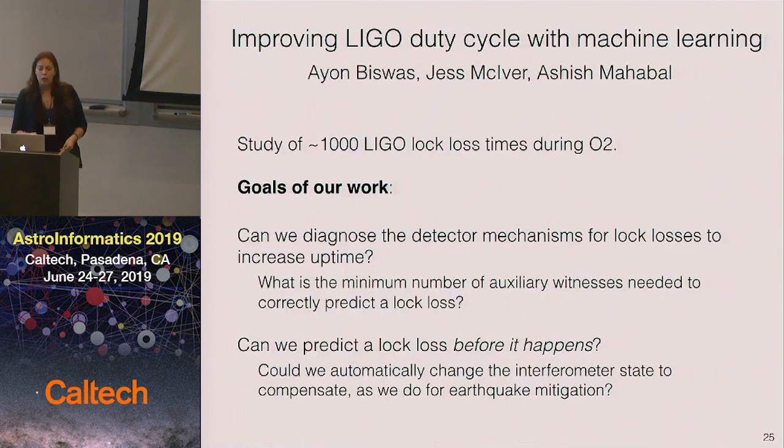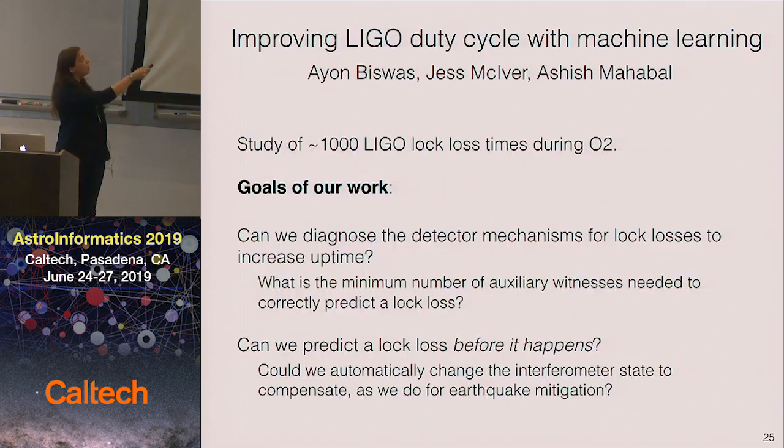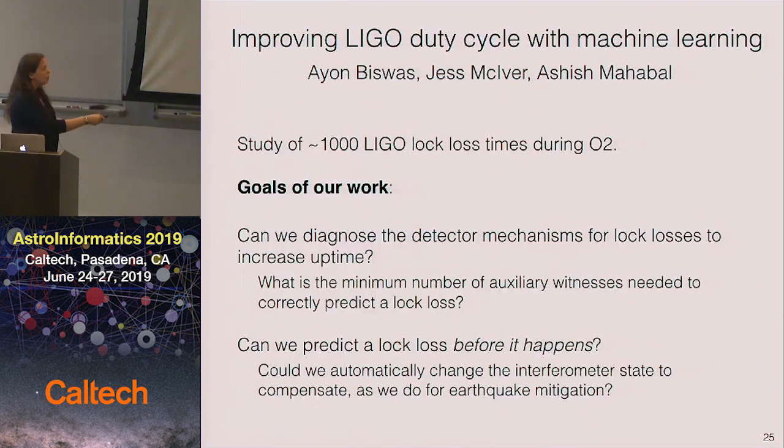So a project that Ashish and I worked on with a summer student, Ion, last summer was a study of about 1,000 lock loss times, and our goals were to diagnose, why is this happening? Can we tell which points in the interferometer are most susceptible to this? And then can we predict it before it happens and leverage our advanced knowledge to change the state of the interferometer and prevent it?